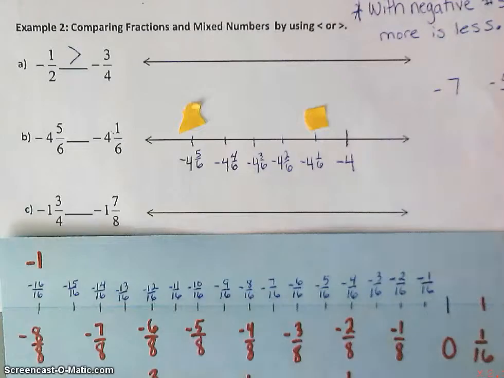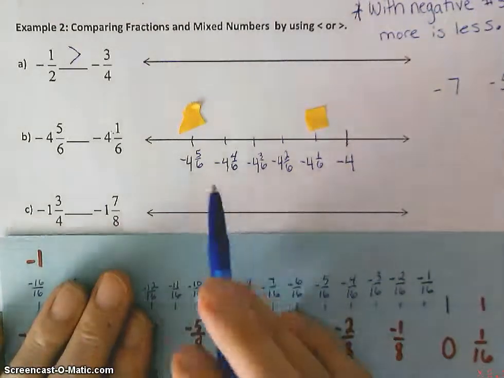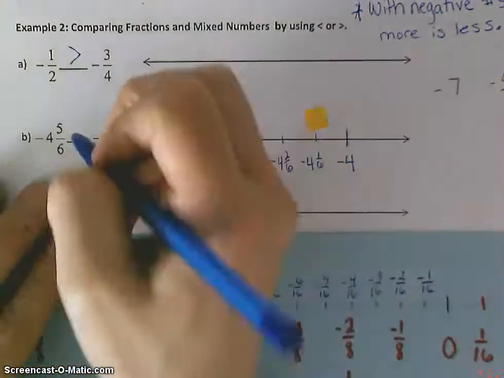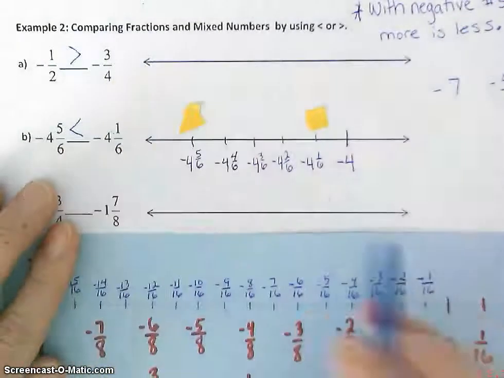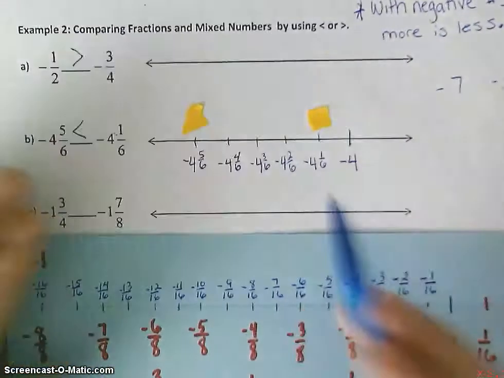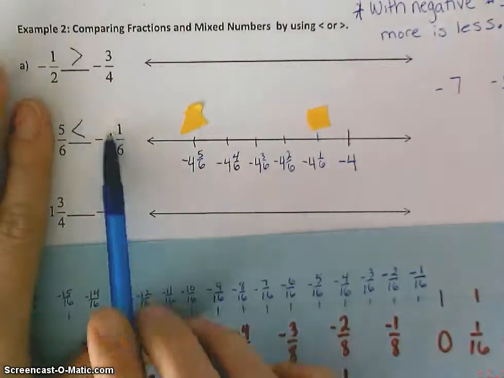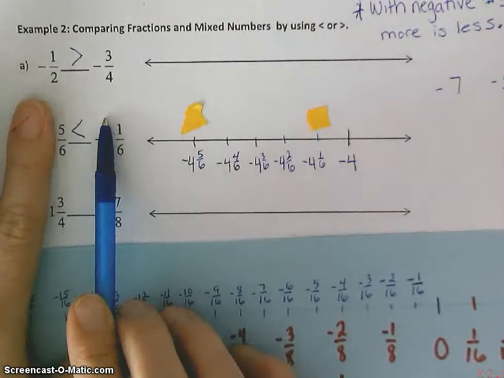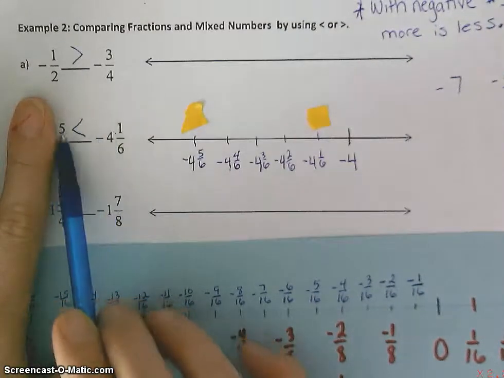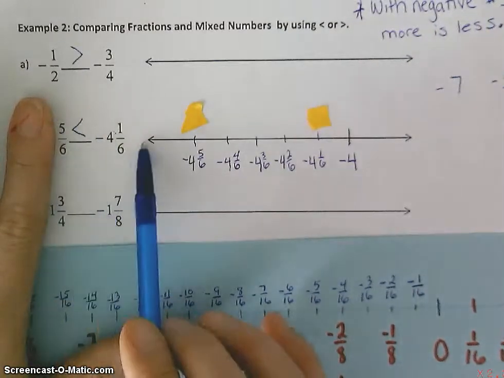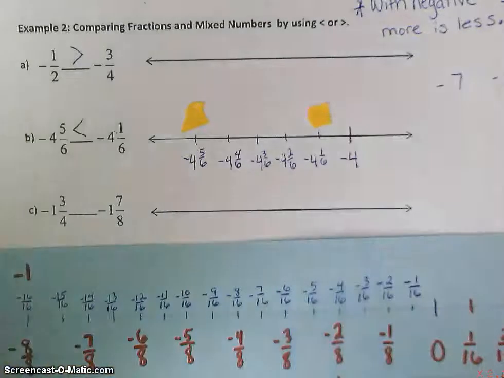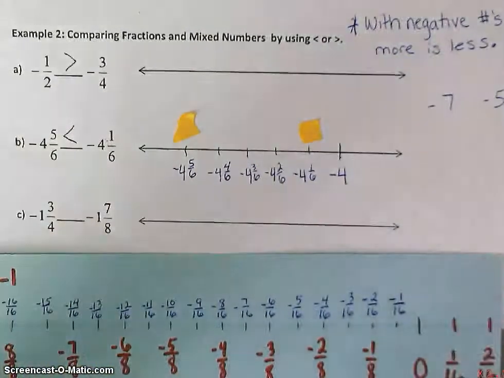And you ask yourself, which one is furthest to the left? Which is -4 and 5/6. So I know that that one is less than -4 and 1/6. And once again, if you just look at the fractions, 5/6 and 1/6, 5/6 is more, so that's why it is less. Okay, so remember, with negatives, more is less.